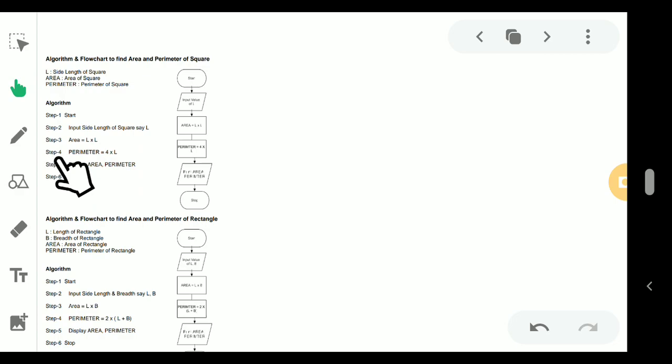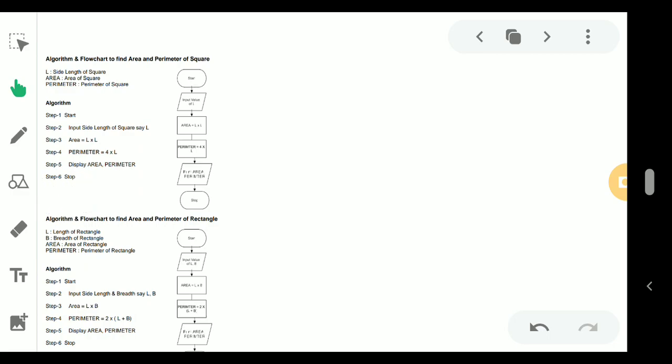Now the next step, step 4, the perimeter. The perimeter formula equals 4 into sides, and here I am taking L. So perimeter equals 4 into L. Now both calculations are over, then we need to display them. The fifth step is to display area and perimeter, because the variables area and perimeter hold the calculated values for the square. That's why we display these two variables. And the last step is stop.